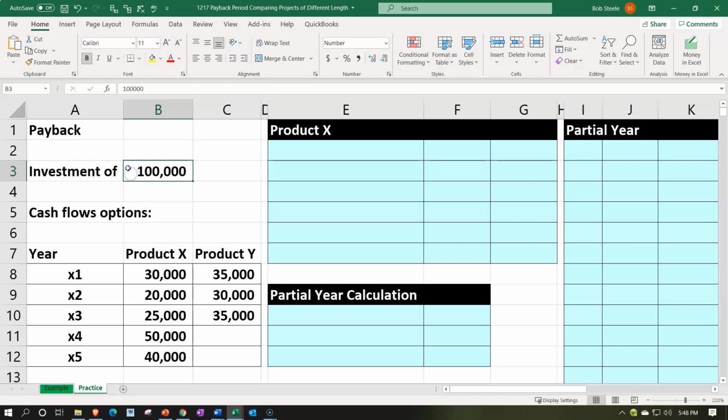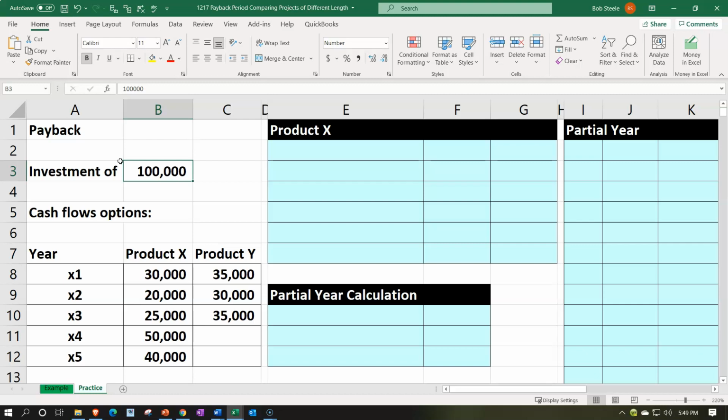So we're going to have the investment, going to be the 100,000. The cash flow options, we've got project 1 or product 1 and product 2. You could think of a similar situation if it was a product, if it's a project. So if we're buying something, selling it, if we have a project, if we're investing in equipment or something like that, of course the reason we are investing in it is so that we can get a return on it. Then the question is, well, how long will it take before that return gets us our money back?